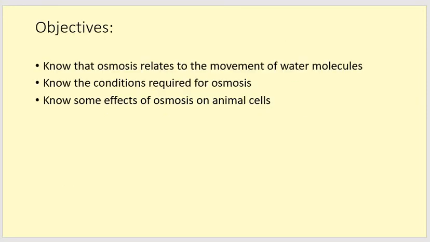So you have 3 objectives from this lesson. The first one is to know that osmosis relates only to the movement of water molecules. Secondly, you will need to know the conditions required for osmosis. And thirdly, you will need to know some effects of osmosis on animal cells.